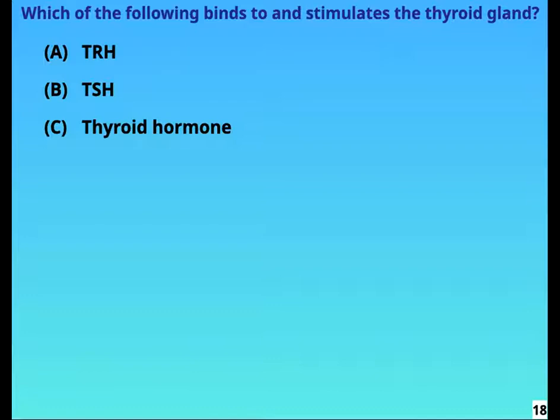Next question, which of the following binds to and stimulates the thyroid gland? So once again, pause this video so you can think through this. Now, are you ready? Okay, the answer is TSH, thyroid stimulating hormone, also known as thyrotropin. This is the hormone secreted by the anterior pituitary. It travels through blood, gets to the thyroid, binds to the thyroid, and then stimulates the thyroid gland to secrete thyroid hormone.